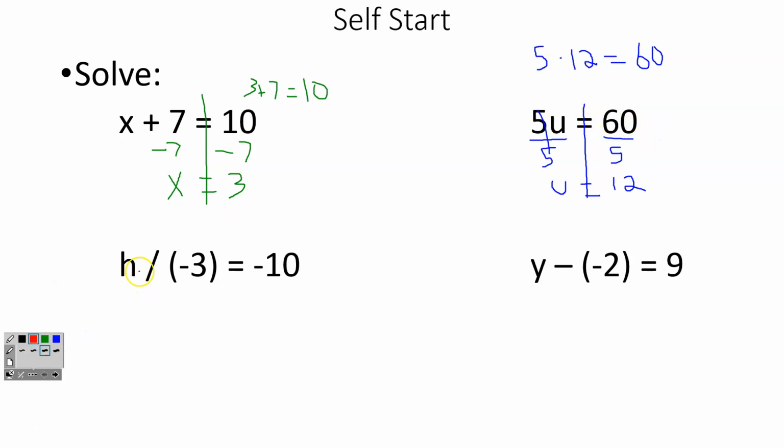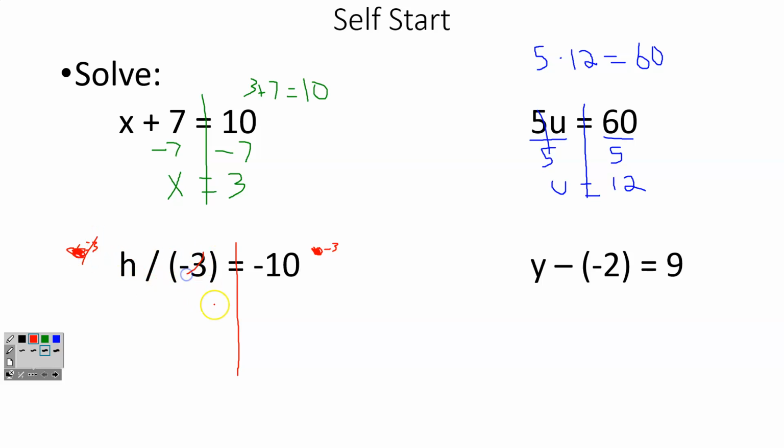Next one says h, this slash means divide. So h divided by a negative 3 equals a negative 10. Draw my fence. We need to get rid of that divide, so the opposite would be to multiply. So I'm going to multiply this side by a negative 3, and I'm going to multiply this side by a negative 3. Now, in this case, I'm using x for multiply, but just to save myself from any confusion, I'm actually going to change that to just a dot. That dot represents a multiply as well.